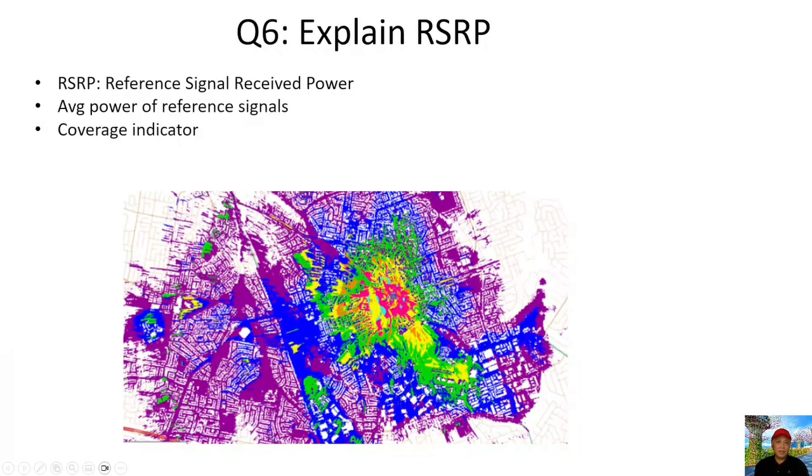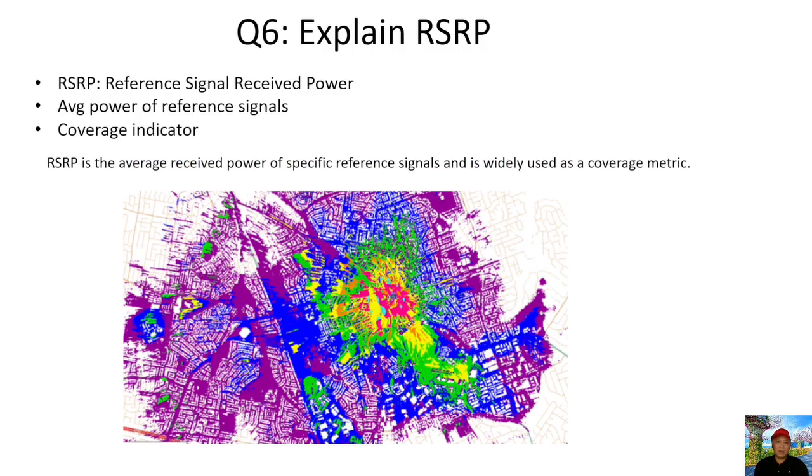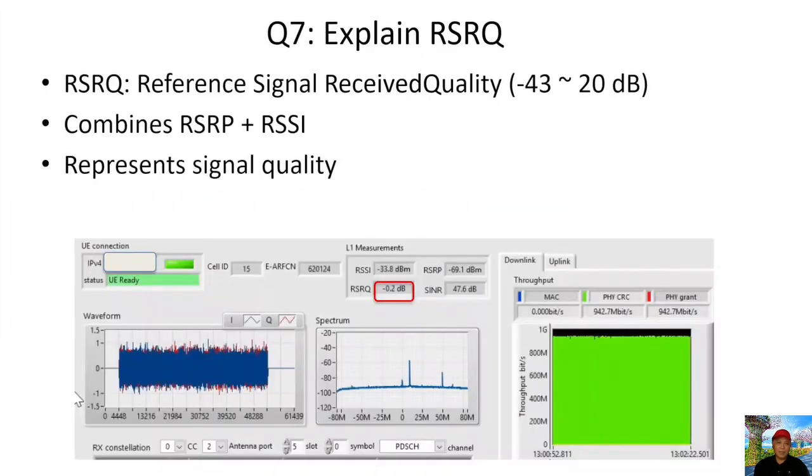Question 6. Explain RSRP. RSRP is the average received power of specific reference signals and is widely used as a coverage metric. Question 7. Explain RSRQ.